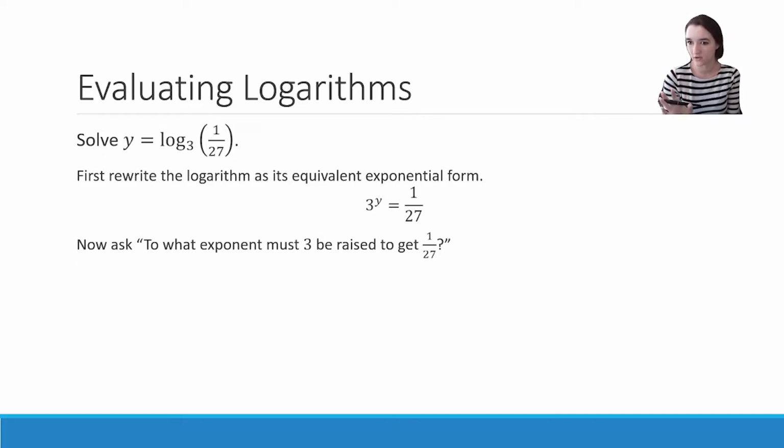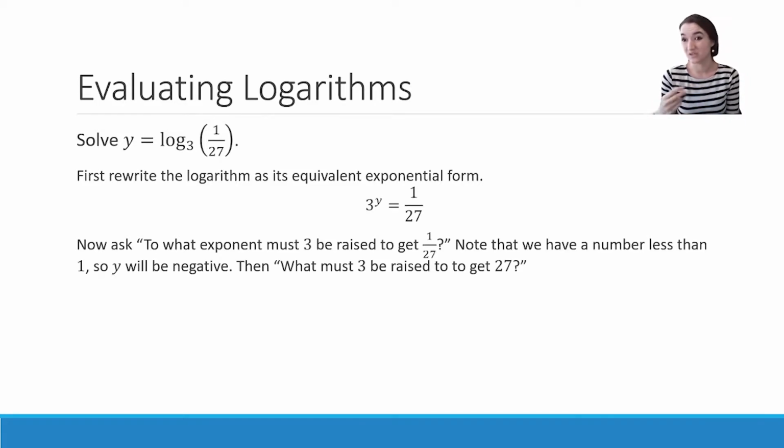It might take a moment to figure out, but using some exponent rules, what can we do? To what exponent must 3 be raised to get 1/27th? Note that we have a number that is less than 1, a fraction here. So y will have to be negative. What must 3 be raised to get 27? That should be an easier question to answer. 3 cubed equals 27. But we're not quite there yet, because remember our exponent rule that 3 to the negative third power equals 1/27th. So y would have to be negative 3.